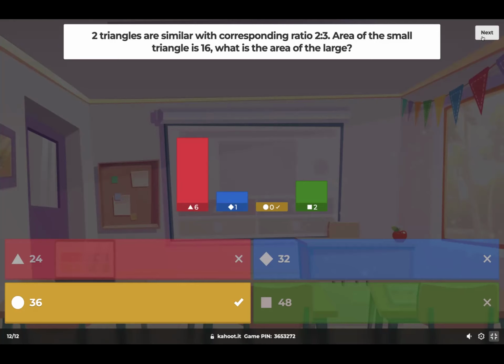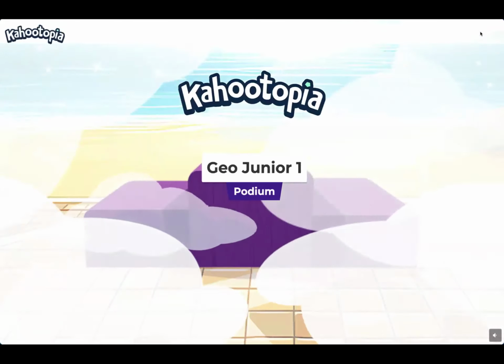So the larger area would actually be 4 to 9. So 16 is the 4, and then the 9 would be 36. But don't worry, if that doesn't make too much sense, I'll cover it in class. Okay, let's look at the podium.